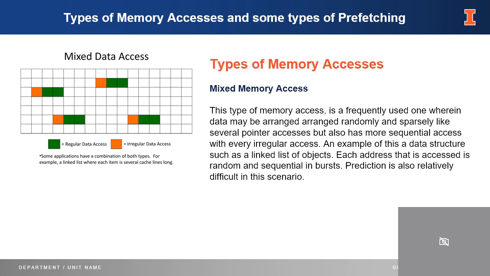The last one is a mix of the two. So a mixed memory access is basically a type of memory access which is a frequently used one wherein the data may be arranged randomly and sparsely, like several pointer accesses, but each pointer access also has some sequential access. So an example of this is a data structure such as a linked list of objects.